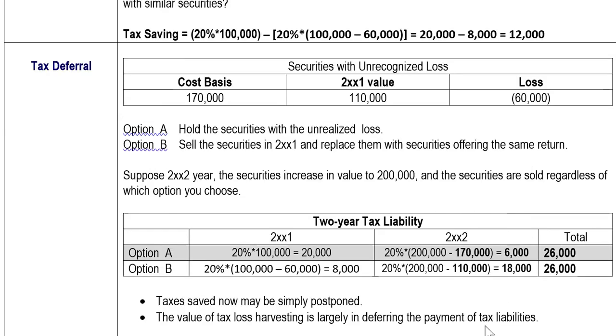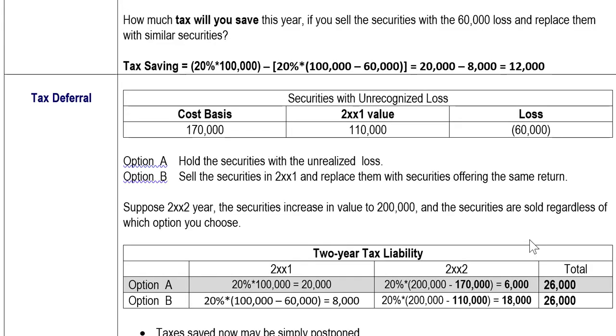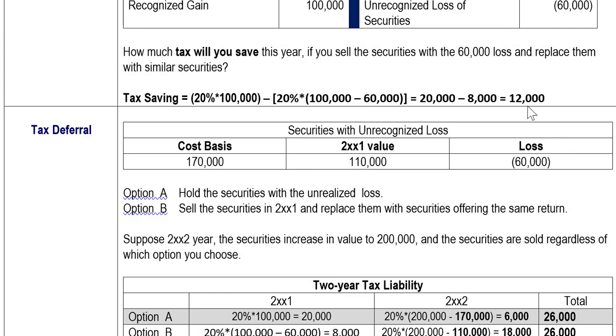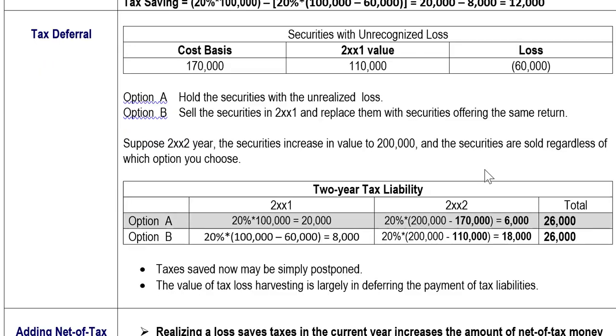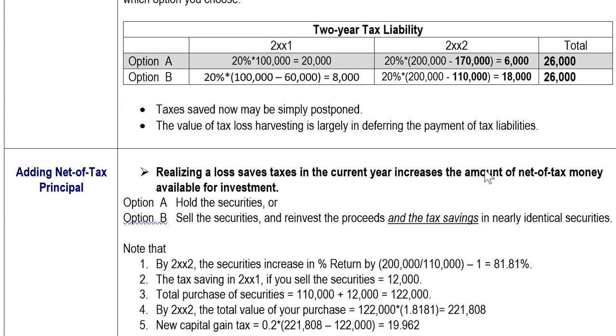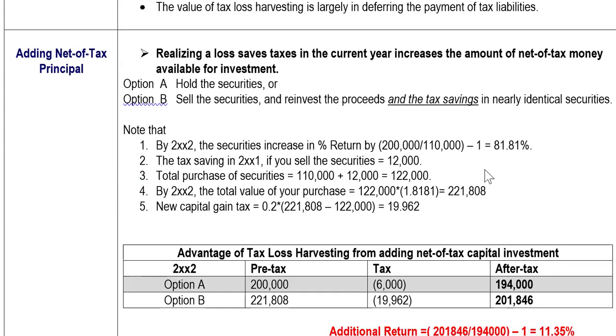If you only look at the tax liability, really there's not much difference between holding or selling across 2 years. However, the difference is that the tax saving in the first year, the $12,000, you're able to buy more shares that will give you more return. That is the true effect from the tax harvesting. All right. Now let's take a look at this.